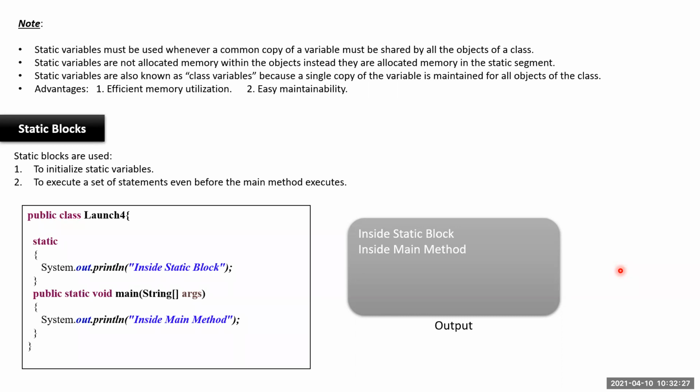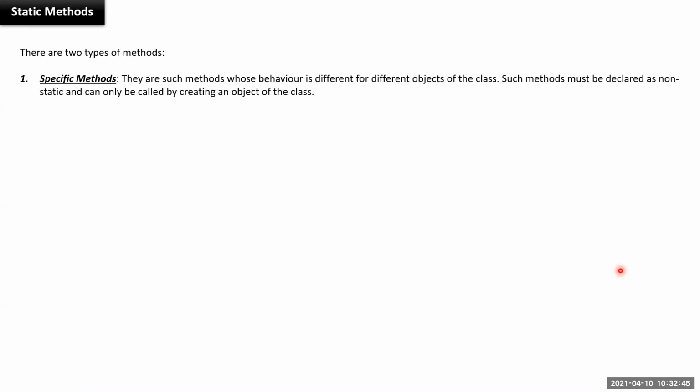Okay. Now the last thing that is left is static methods. Forget static methods for a second. In general, there are two types of methods. First, they're called specific methods, and this question might pop up in an interview. What they tend to do is they don't say non-static method, they call it specific methods. Understand this very clearly.